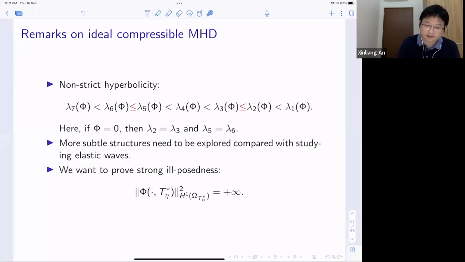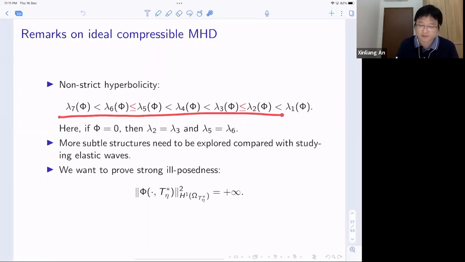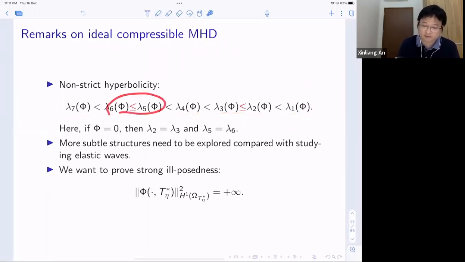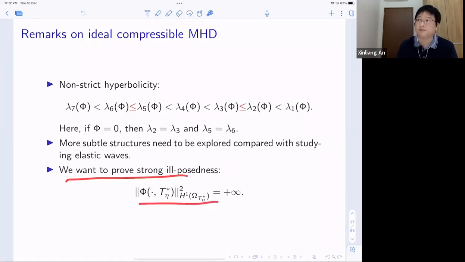Remark for the compressible MHD. We have something similar: 7 eigenvalues, and two pairs of them will be very close to each other. Compared with the elastic wave, the system for the compressible MHD will be even more subtle, so we need to explore more structures of the MHD system compared with the elastic wave. And we also want to prove the strong ill-posedness.